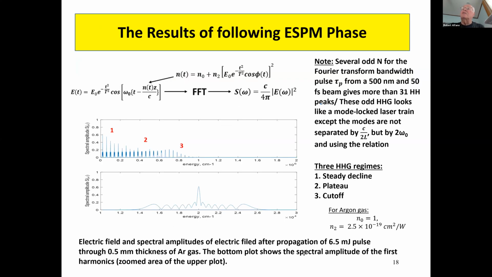And this is the key slide that we have here, the results of electronic self-phase modulation, where here is the electric field of the laser, here's your Gaussian, here's your phase, here's NFT.